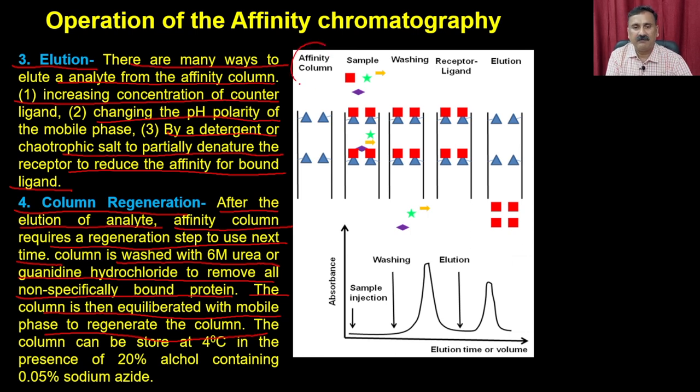So this is what you have: the affinity column where you have the antibody or the receptor tagged. When you add the sample, the receptor is going to have affinity only for one molecule, one of the ligands, right? So it will bind to this ligand, and the rest of the molecules are going to be washed away in the washing step. Then you have the receptor-ligand on the column, and then you do the elution. You have different options for the elution, and that's how you monitor this. So what you see is that the molecules are getting eluted in the elution step.